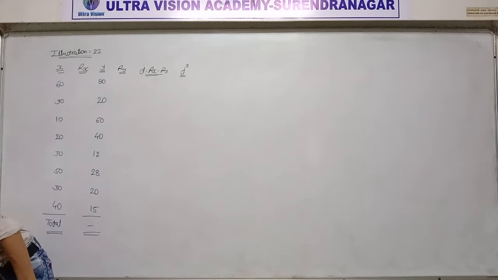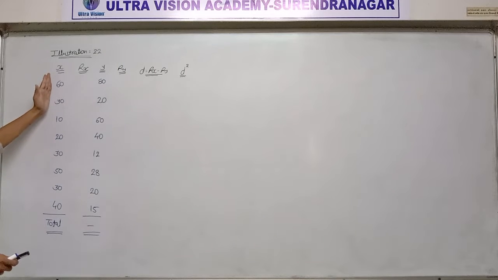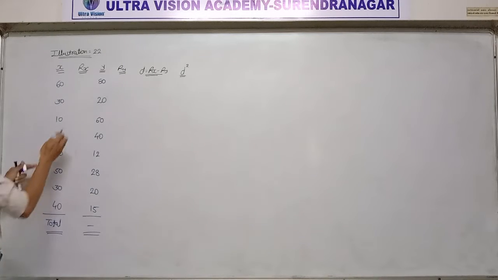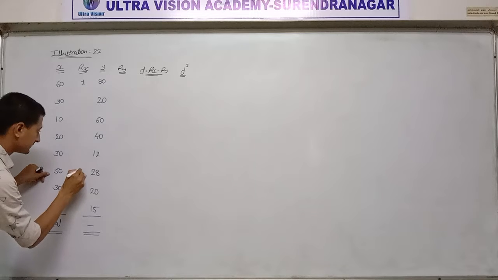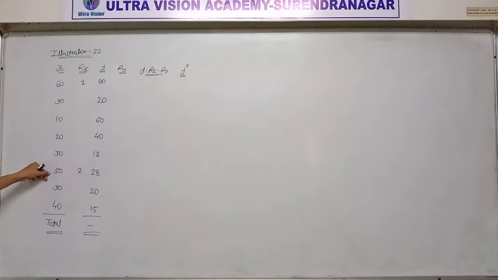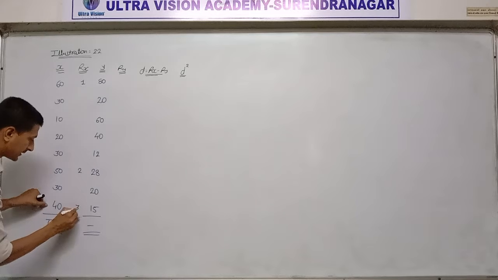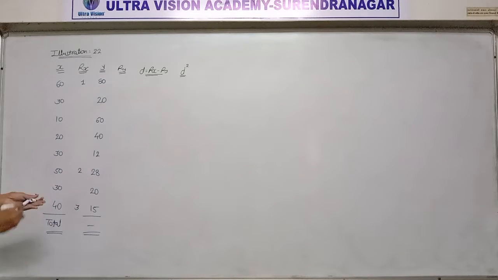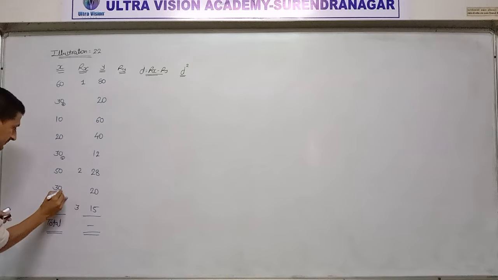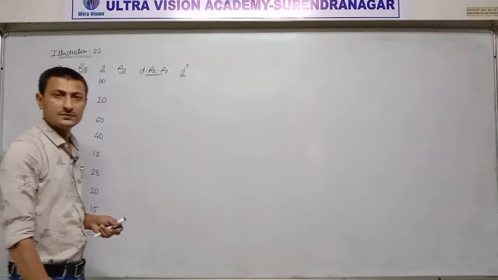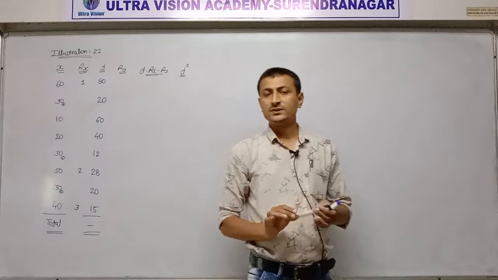Next, write down the rank. So check it. In the highest value for the variable x, 60 is the first rank. Next, 51 is the second rank. Next, 40 gives the third rank. Next, 30 is repeated 3 times. Check it, so rank numbers 4, 5, and 6.